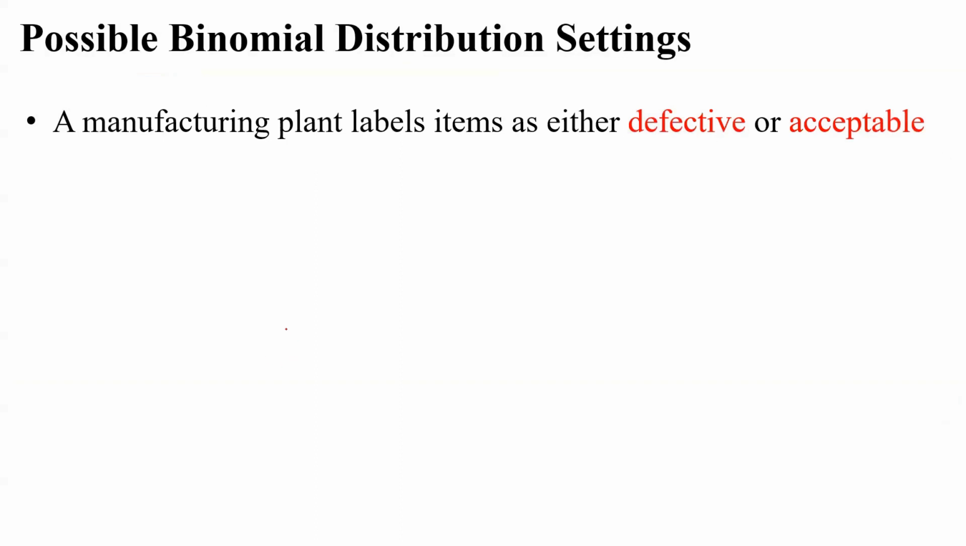For example, you can see how you're going to differentiate the binomial in terms of success and failure. Usually there are two outcomes: defective or acceptable. For example, in a manufacturing plant, items are labeled either defective or acceptable. So these two options, p or q. p is a success, q is a failure. So you need to understand that.